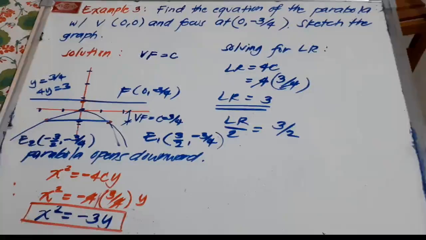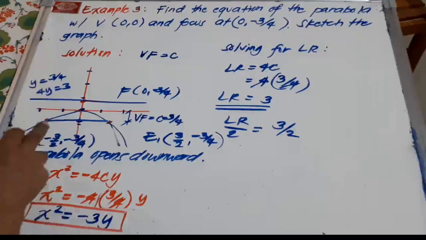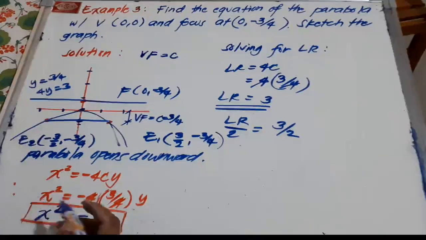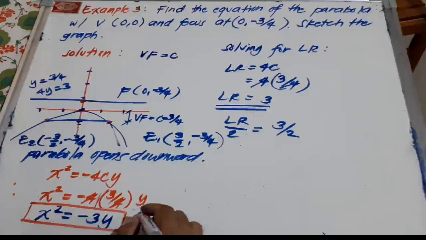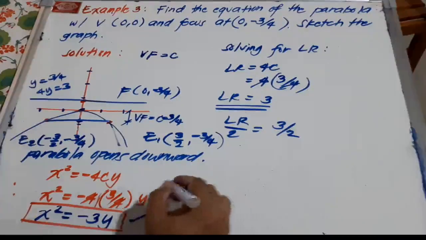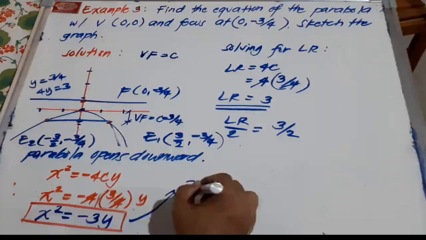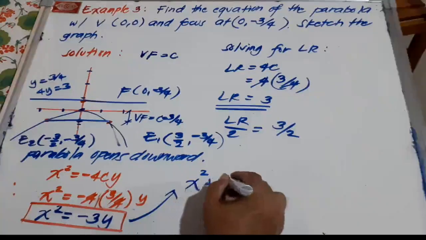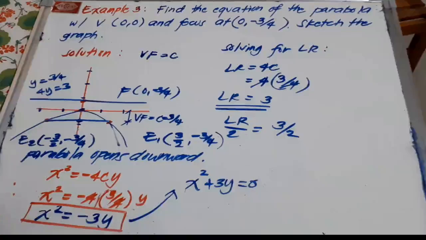Okay, we have the equation. This equation is this parabola. Or we can rewrite this equation to the general equation of a parabola by transposing negative 3y, x squared plus 3y equals 0. So that is another form of equation ng ating parabola. So that is example number 3.